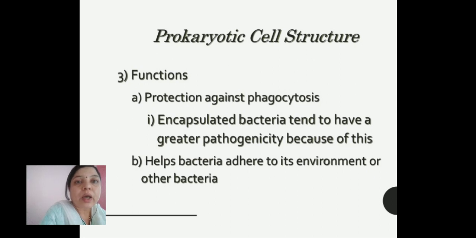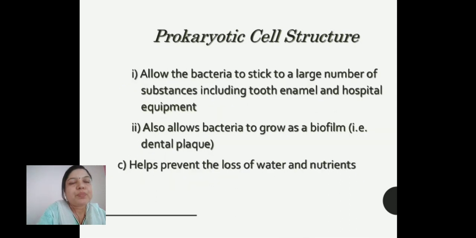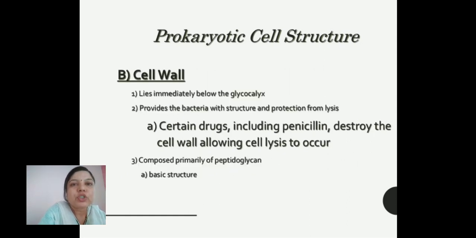So gram positive bacteria are more pathogenic in nature because they are provided with the capsule or slimy layer-like structure. It helps the bacteria to adhere to its environment or to the other bacteria. Then it also allows the bacteria to stick to a large number of substances including tooth enamel and hospital equipments also. It allows the bacteria to grow as a biofilm, for example, dental plaque. It helps to prevent the loss of water and nutrients. So these are the functions of the glycocalyx, which is a carbohydrate layer.